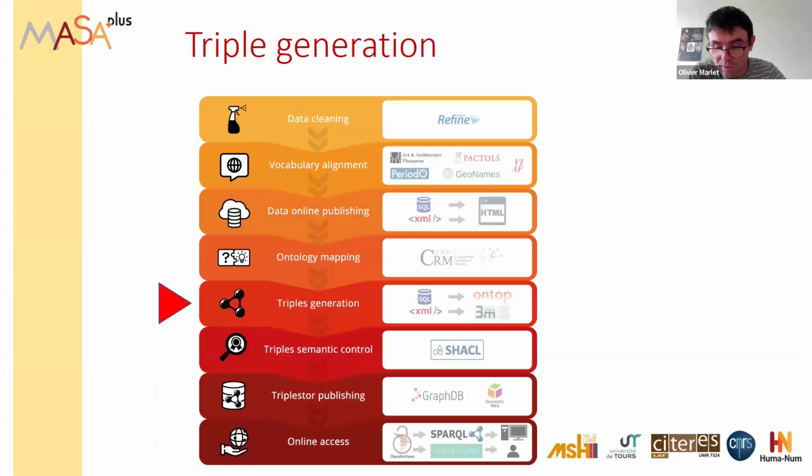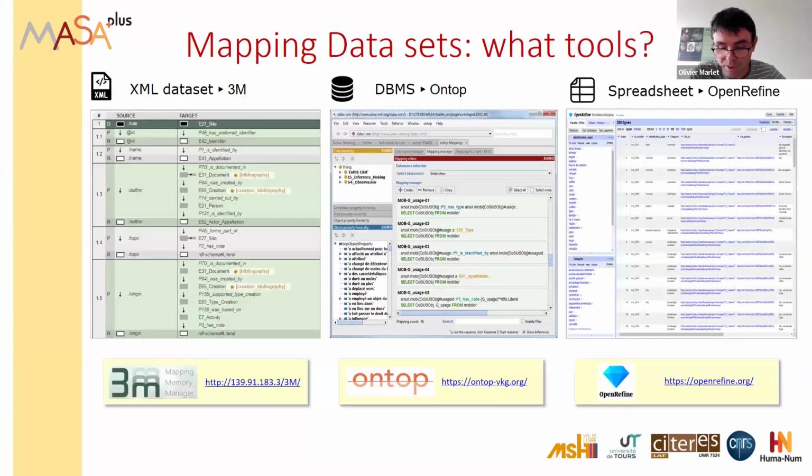Now we have a robust semantic model on which to base our mappings. The next step is to use this model to generate triples. Until now, we've been using two tools to transform our data into triples. Firstly, the well-known 3M, which transforms XML data into RDF triples. However, most of our data is not in XML, but in relational databases.